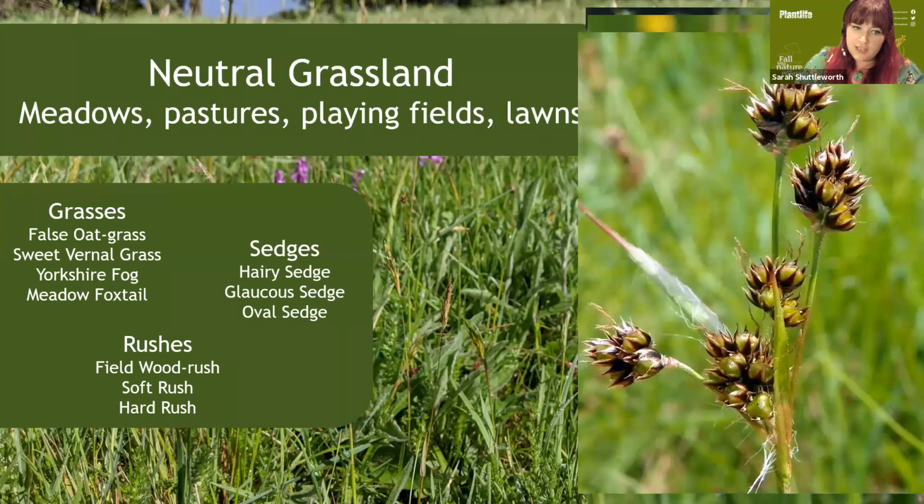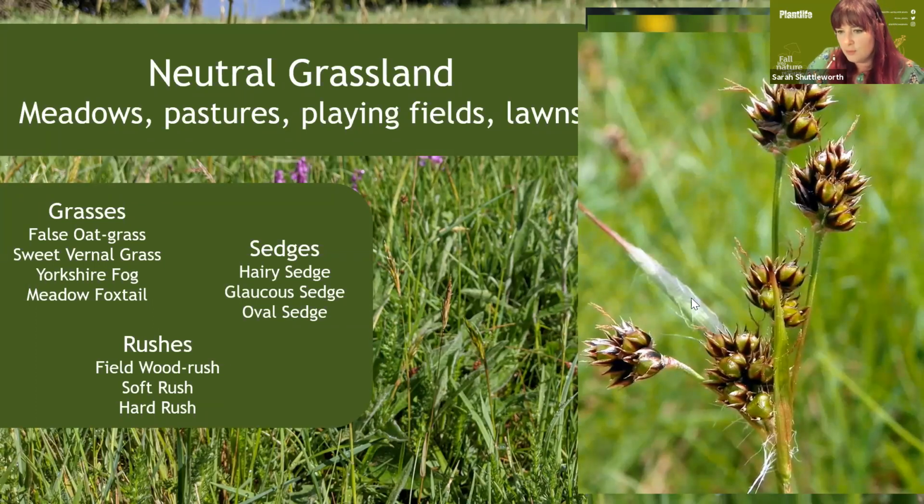Regarding the sedges, we're going to talk about hairy sedge, glaucous sedge, and oval sedge on this session. So I'm not going to show you pictures of those because we're going to go into them in detail. However, out of the rushes, we're going to look at soft rush and hard rush. So I'm just going to show you, this is field wood rush, which actually has another rather cute name called Good Friday grass, because it can sometimes pop up in your lawns around Good Friday. So that could be one to look out for next spring.